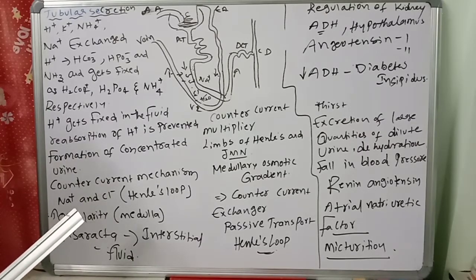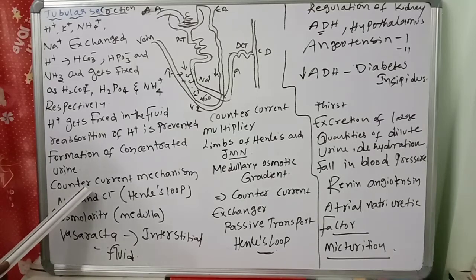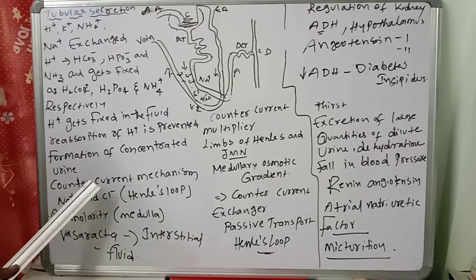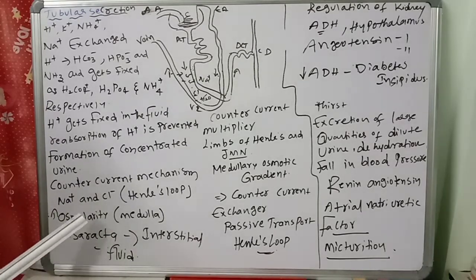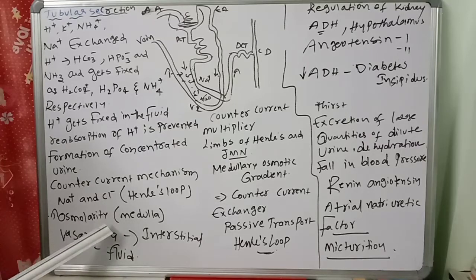Concentrated urine is accomplished by the kidney using the counter current mechanism. The major function of Henle's loop is to concentrate sodium and chloride. There is low osmolarity near the cortex and high osmolarity towards the medulla. So osmolarity is low in the cortex and high in the medulla.